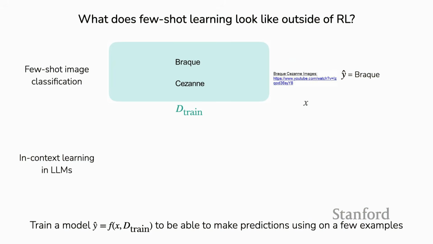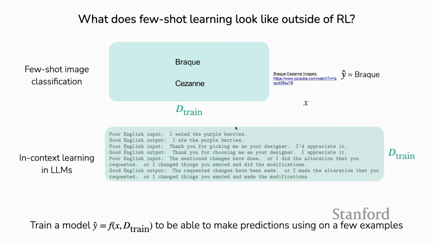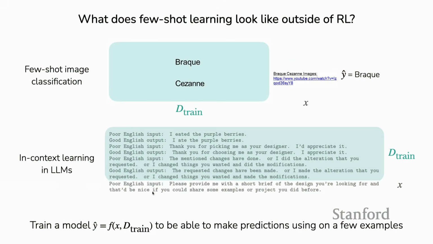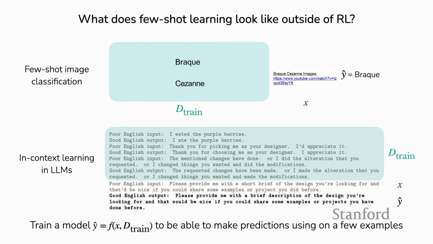Now, another example of few-shot learning outside of reinforcement learning is in-context learning in large language models. And what this looks like is, here's just one example. There's lots of examples of different tasks you could do. In this case, the goal is, given a sentence that's kind of poor English input, like "I eated the purple berries," output good English, like "I ate the purple berries." It gives it, in this case, I think, 3 different examples of input outputs. This is the training data set, and the goal is for a new input, be able to predict a good output for that example. So here's another example, kind of a few-shot learning problem.